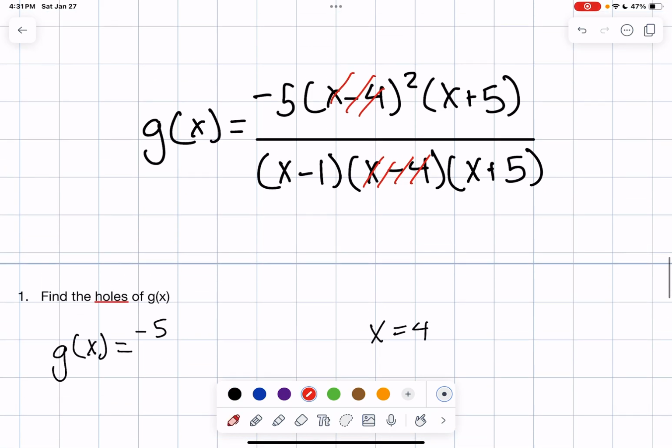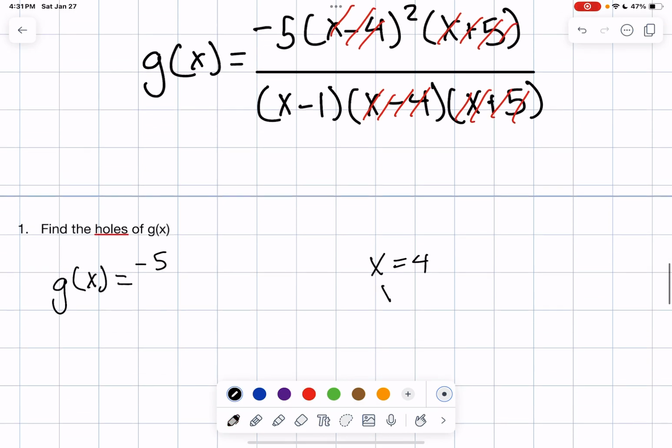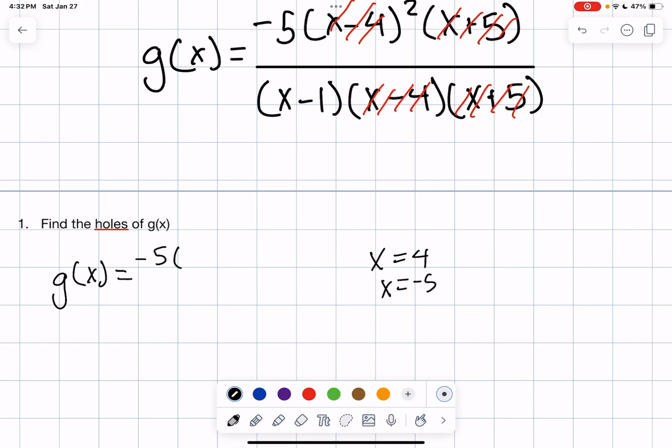And then we also have an x plus 5 on top and an x plus 5 on the bottom. So we can cancel them out. And that leaves us with a hole at x equals negative 5. So now when we simplify, we have g of x over here equals negative 5 times x minus 4, because we still have 1 left over, all over x minus 1.